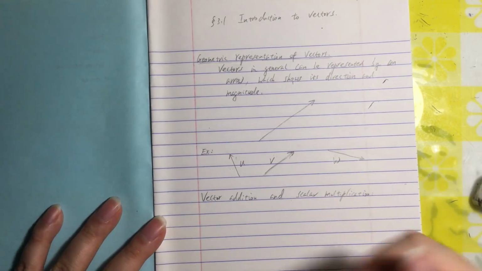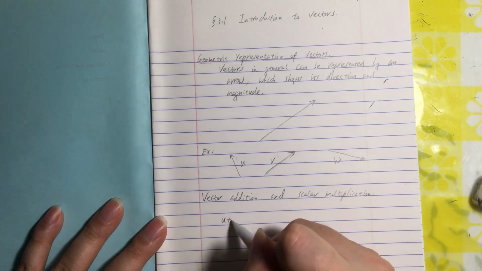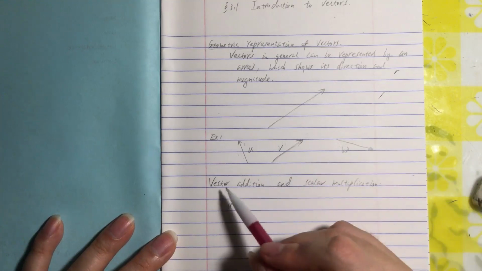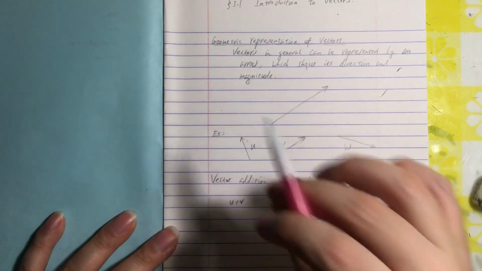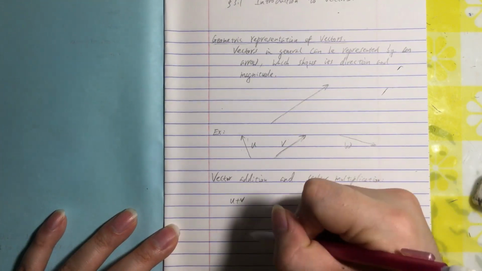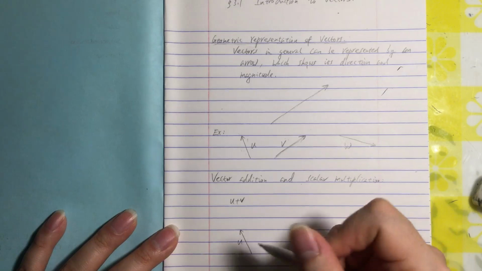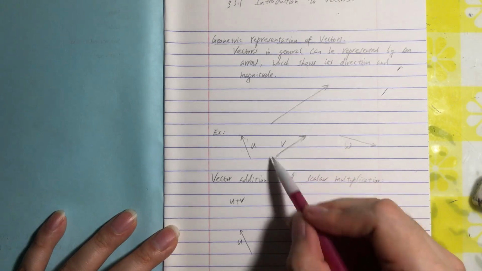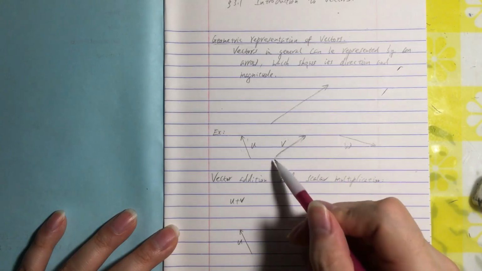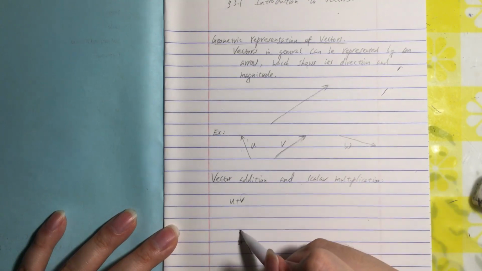How can we add two vectors? For example, for these vectors u and v, how can we perform u plus v? So, in order to add u plus v, we draw vector u first. Then, draw vector v. When we draw vector v, put the tail of vector v at the head of vector u.